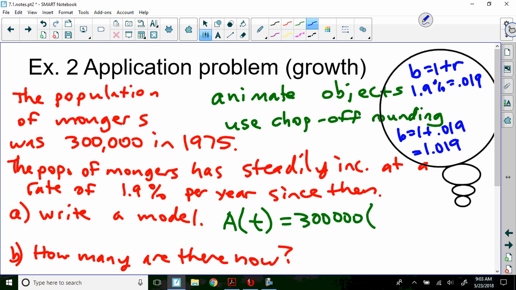My advanced class, when they took their test, half of them bombed it. And you know why they bombed it? Because they screwed up their b value. If you screw up the b value, you have no chance of getting this right. No chance.